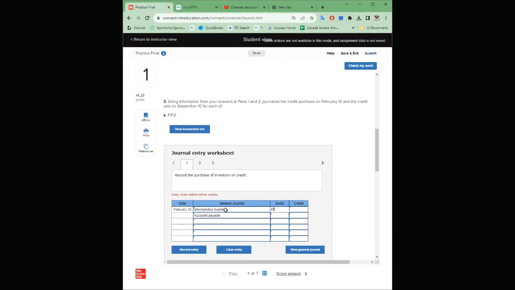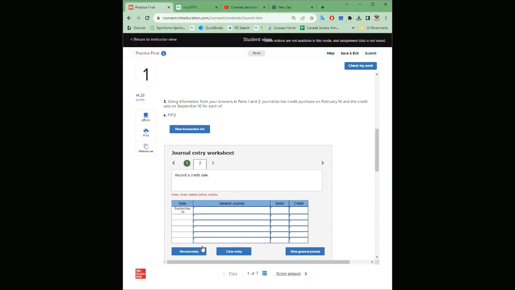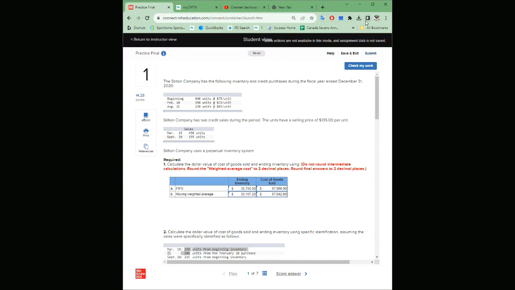Now, this is the September 10th sale. So here's what we sold on September 10th. We had a cost of goods sold, so $24.70. The first thing that we do is we have an accounts receivable. Because this is the credit sale, we have to scroll up and see what these all were selling for. We had $135 each. Well, we sold 335. 335 times 135, 45,225.